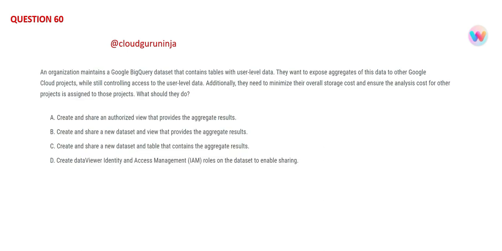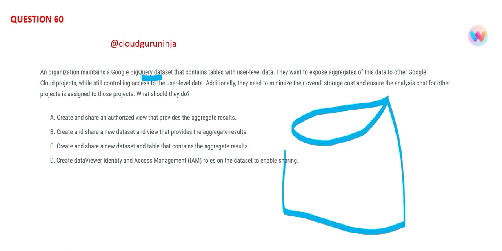Last question. The organization maintains a Google BigQuery dataset, and it contains tables. So you have this big BigQuery dataset, you have tables here. Now you want to share that data, and you have to share the aggregation of these datasets with other Google Cloud projects. Whenever you want to share, they are telling you to minimize the storage cost.